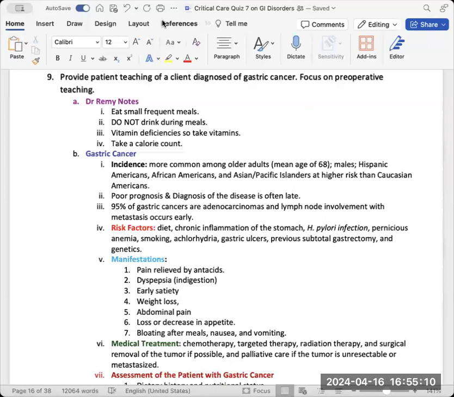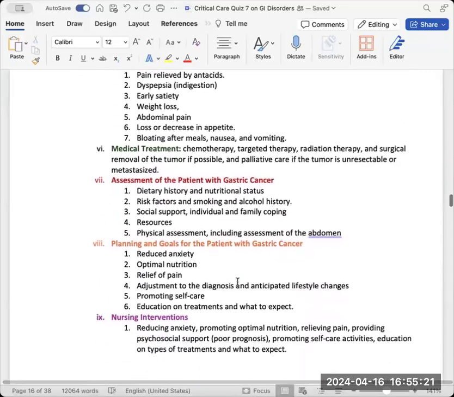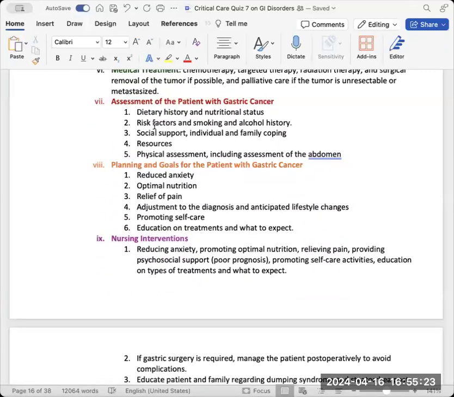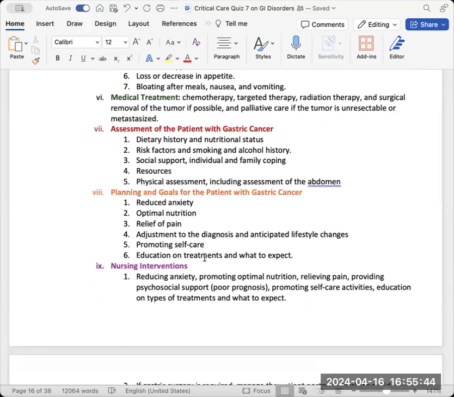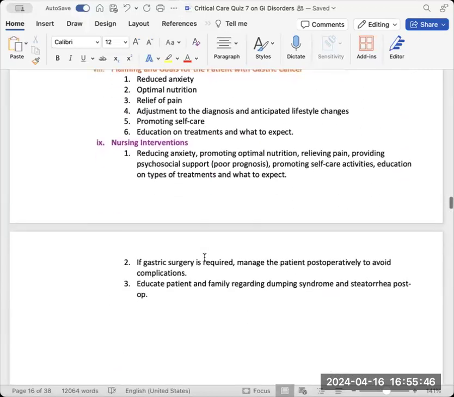There could be vitamin deficiencies, so we need to watch out for that, like vitamin B12. We should have I&Os, daily weights, electrolytes, and taking a caloric count. And we want to know especially about their dietary history, right? If they have a smoking and alcohol history, and we want to have a good assessment of the abdomen, right? Because they can have all these things, right? Bloating after meals. That's something I noticed on one of the questions, talking a lot about bloating with meals that could be with gastric cancer, dyspepsia, weight loss, things like that. So we really want to have a good GI assessment, and we want to promote nutrition and things like that.